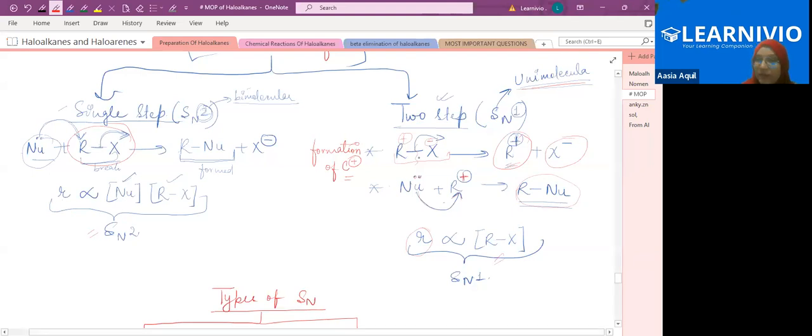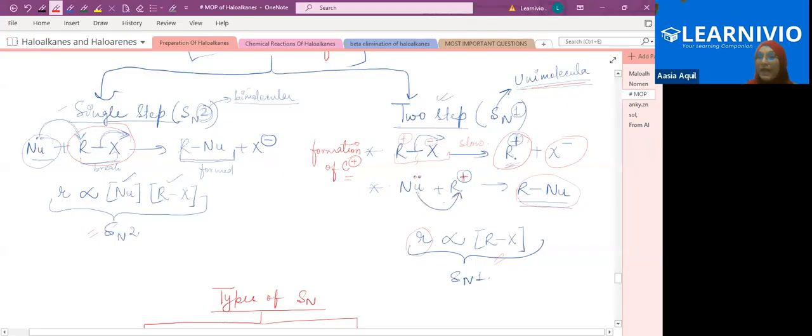One more thing. This first step is a slow step, right? But the second step is a fast step, because you know very well the carbocation is very, very reactive, so the nucleophile just attacks and it will form the product. But the first step is the slowest step.